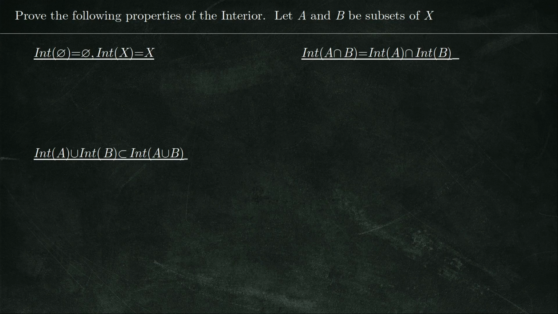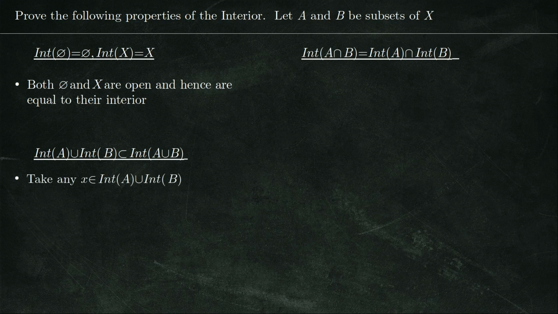Okay, now you've had a go. For the first one, well, both the empty set and X are open, and hence, as we've just shown, they must be equal to their interior. Okay, for the next one, we want to show that the union of the interiors is a subset of the interior of the unions.